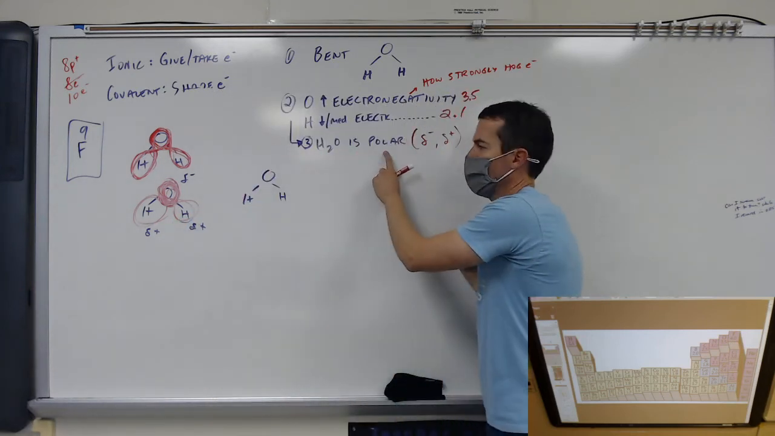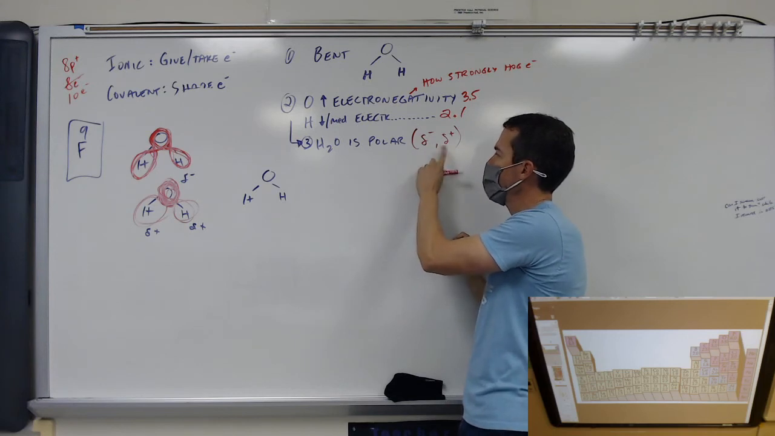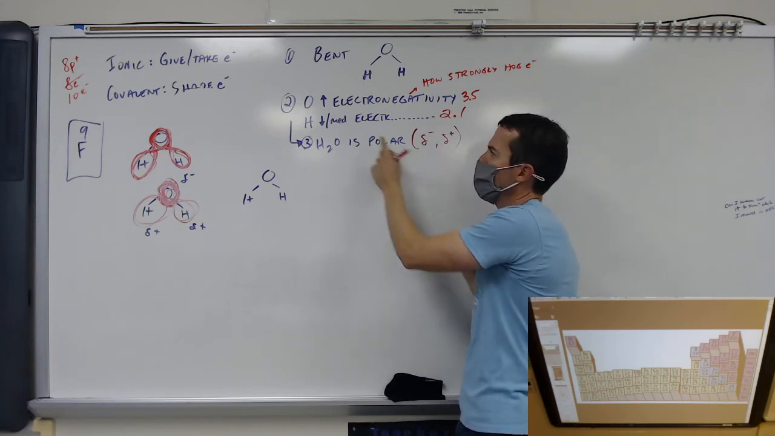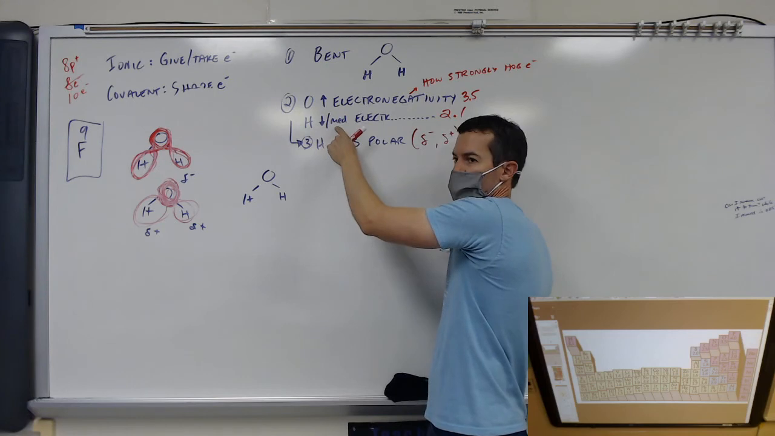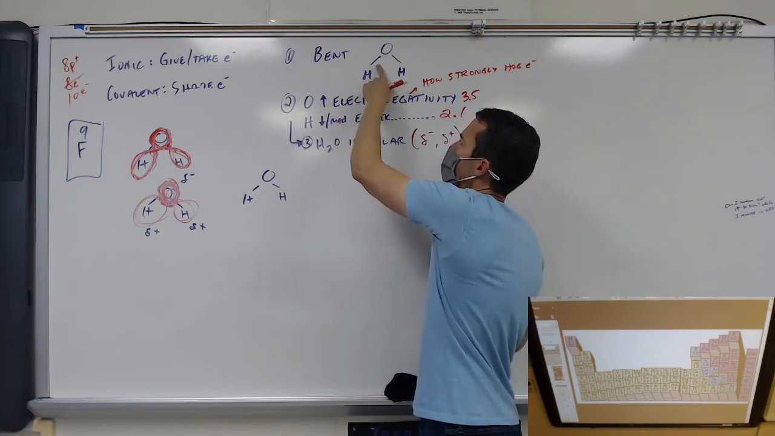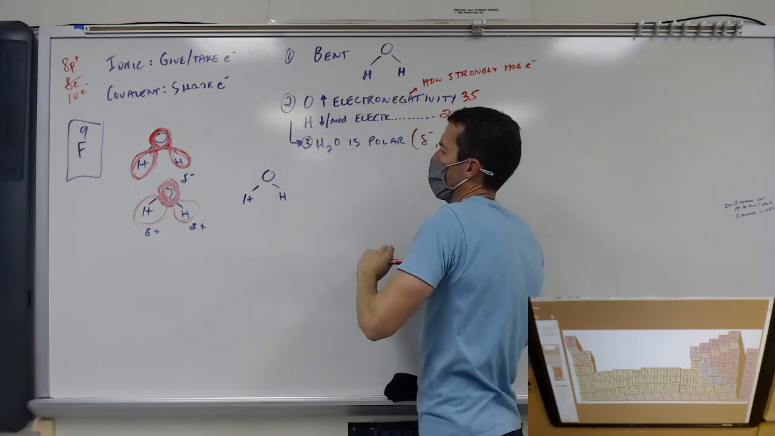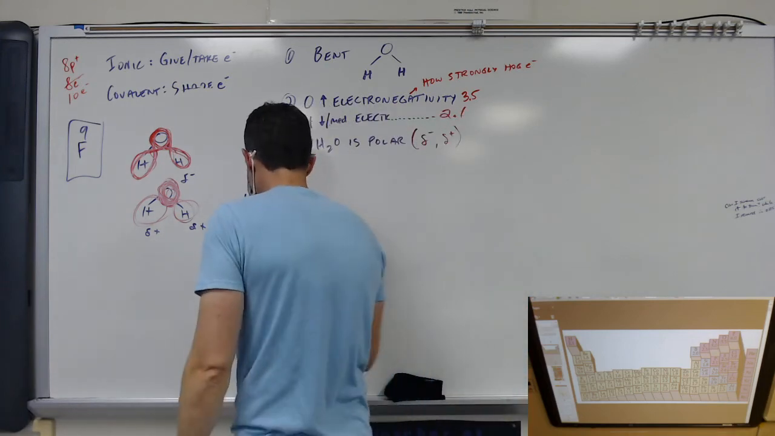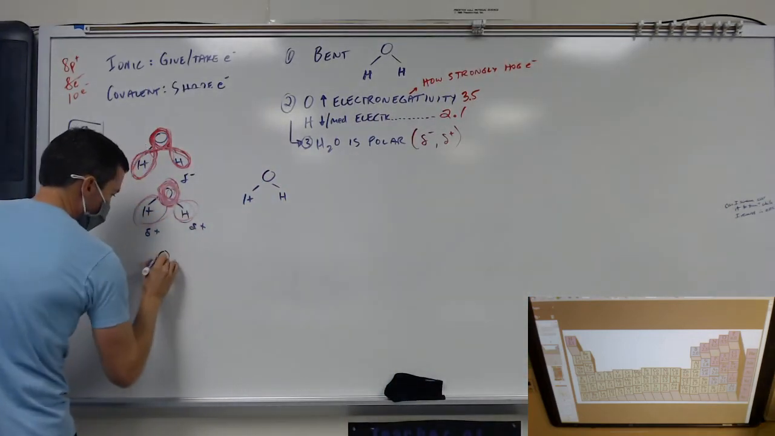Water's polar. What does that mean? It has some opposite charges. Why? Well, because oxygen hogs electrons more than hydrogen, even though they're sharing. Okay, fine. What if I had some water molecules next to each other?